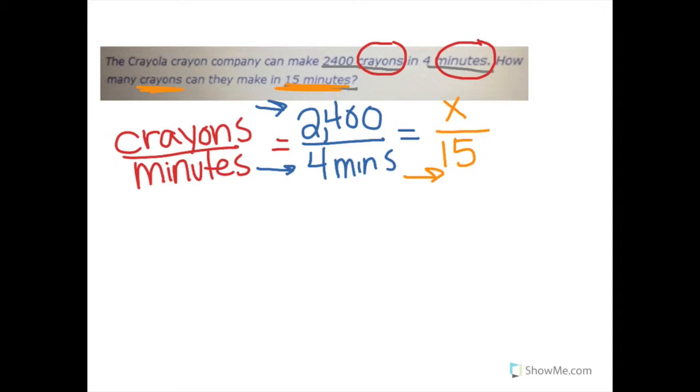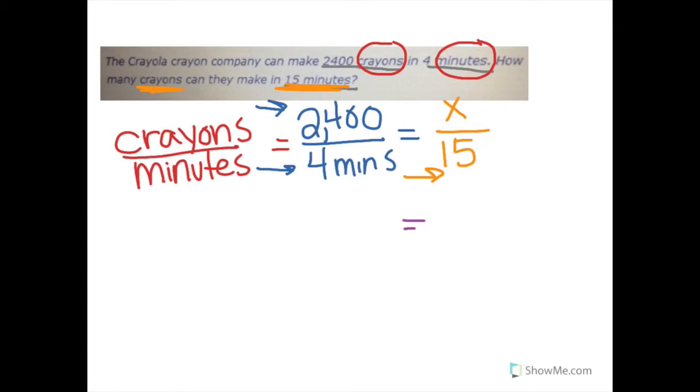So this is a little bit harder because 4 doesn't go into 15 easily. So I can't do it the same way I did the first one. I can't say 4 times some number gives me 15 because it's going to be a decimal. So I can't really do it that way. I'm going to have to use cross multiplication.